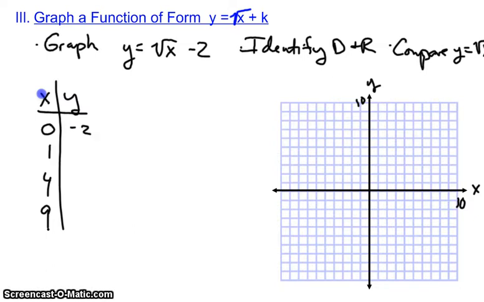So it's 0 minus 2, right? And so how about when we stick in 1? Square root of 1 is 1, so minus 2 is -1. Good. And how about when we plug in 4? 0. Good. And 9? 1. Good. Okay, so don't forget, we're comparing these to the parent function, so let's put the parent function: 0, 0, 1, 1, 4, 2, and 9, 3.